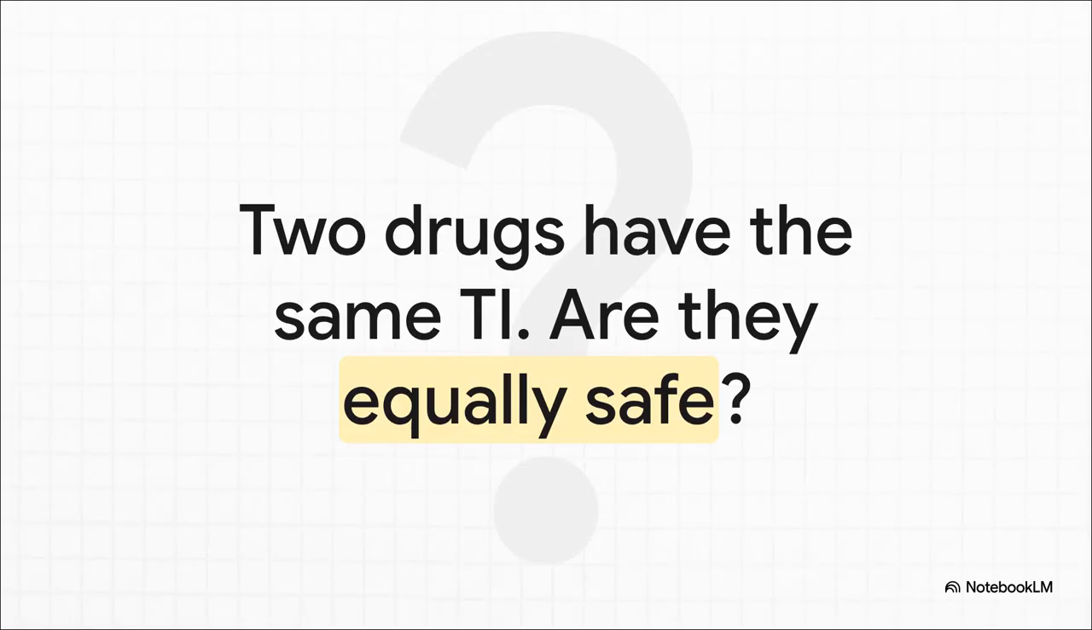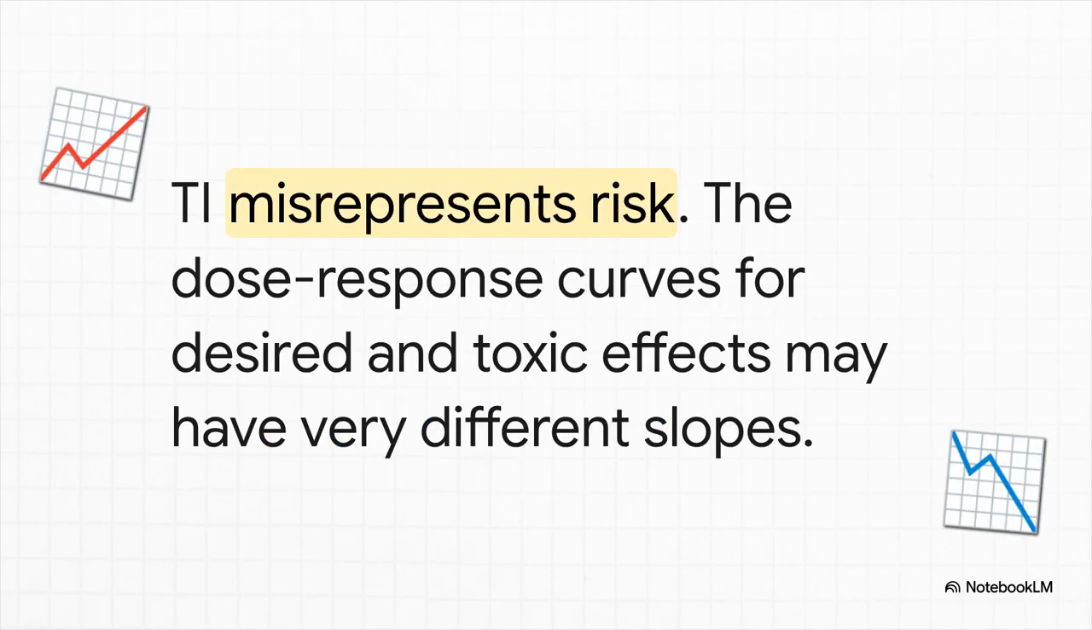Let me ask you this. Let's imagine we have two totally different drugs, but they both have the exact same therapeutic index. Let's say it's 10. Does that mean they are equally safe? What do you think? The answer is a huge, emphatic no, and here's why. The TI only looks at that one point in the middle, that 50% mark. It tells you absolutely nothing about the slope of the curve. It doesn't tell you how fast a drug goes from being helpful to being dangerous. And that little detail, well, it changes everything.